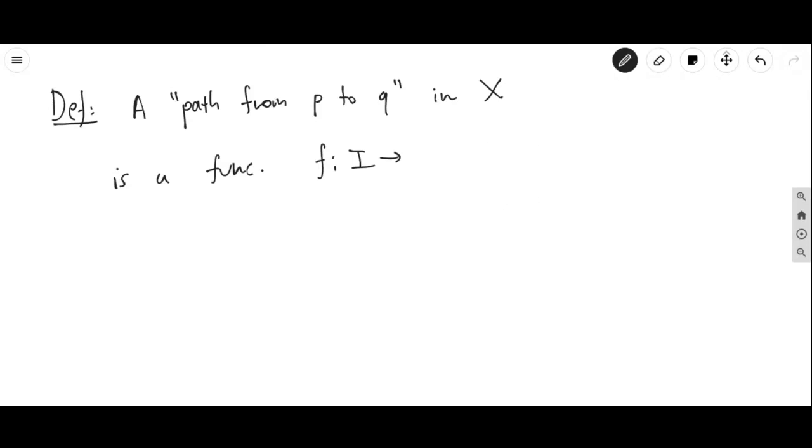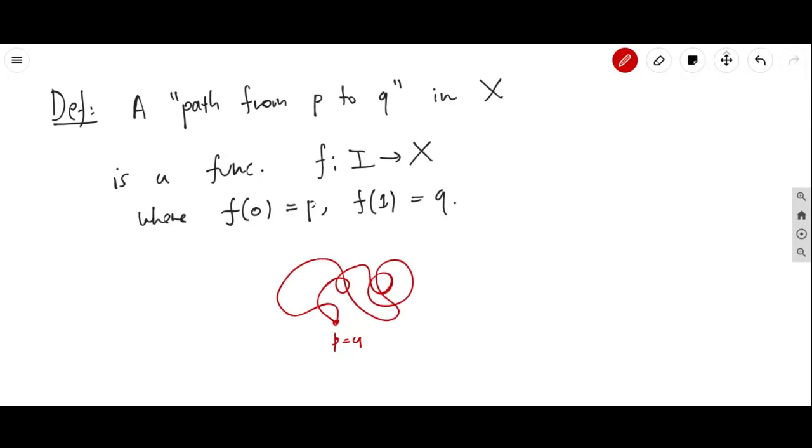So we have a function from the interval from 0 to 1 into X, where f of 0 is P and f of 1 is Q. So that's what we mean by a path. By the way, P and Q could be the exact same point. So if P and Q are the exact same point, then a path would be like a closed path that returns back to where you start. So that's perfectly fine. You can talk about a path from a point to itself, in which case you have a closed path. That's what we call a closed path. Okay, so that's the definition of a path.